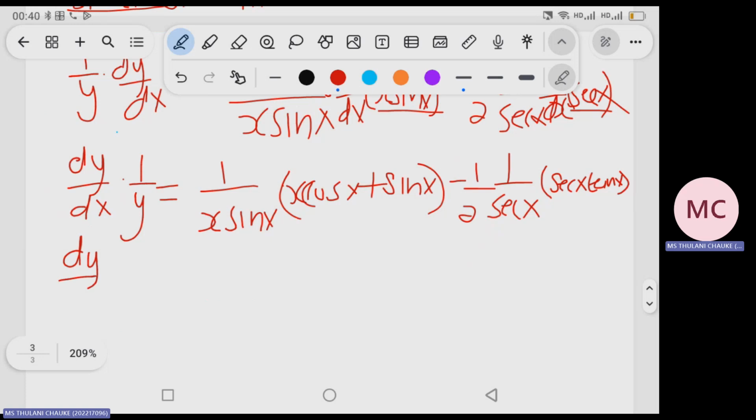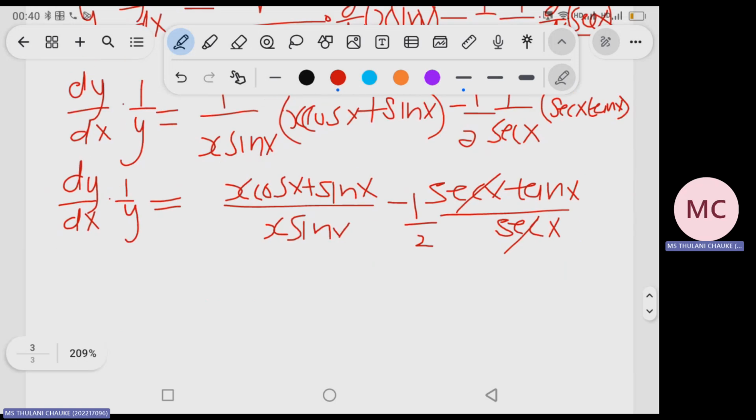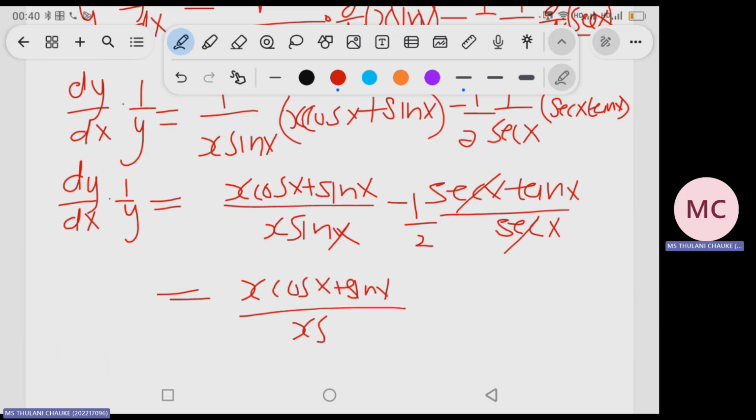Then now we'll have dy over dx over y being equal to, so let's just put everything on the right side, and then we're going to have x sin x minus, we have sec x tan x over sec x, then we have 1 over 2, sec x will cancel with sec x, and then we'll have x cos x plus sin x all over x sin x minus 1 over 2 tan x.